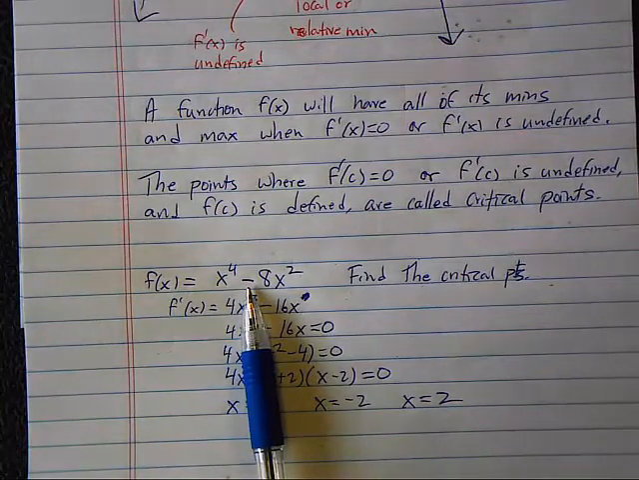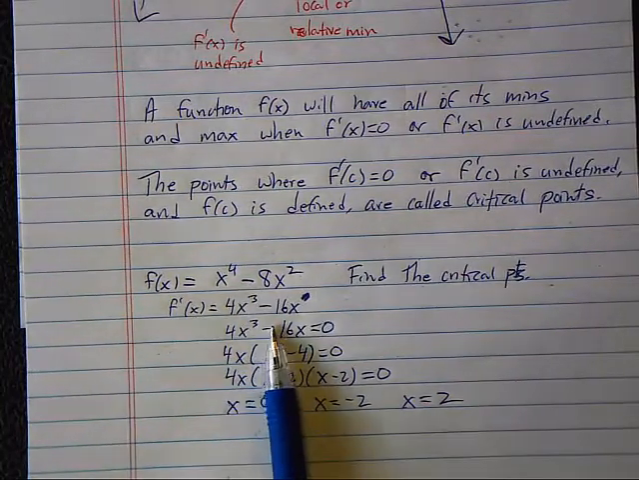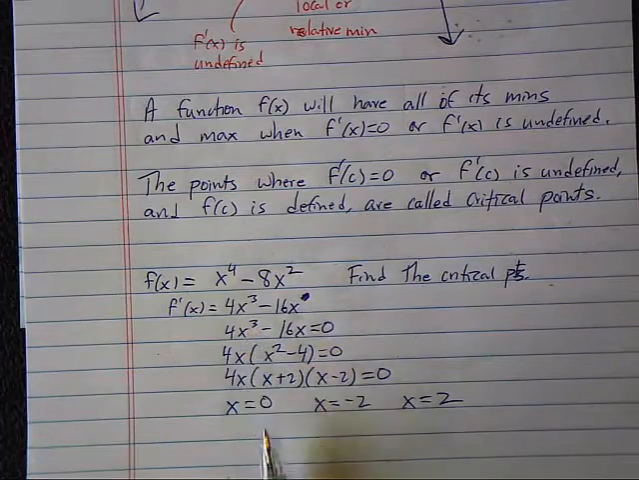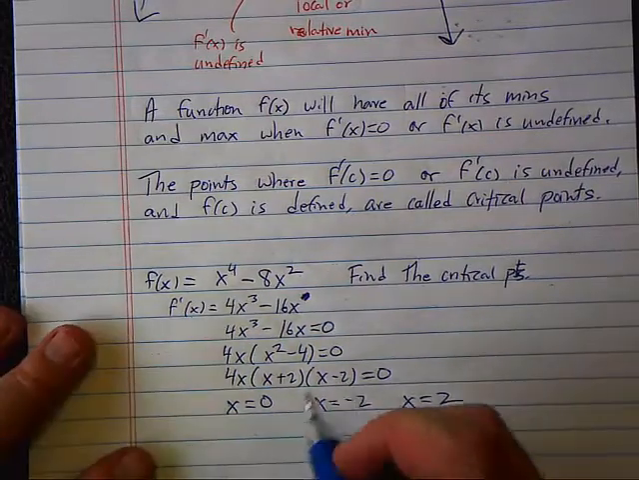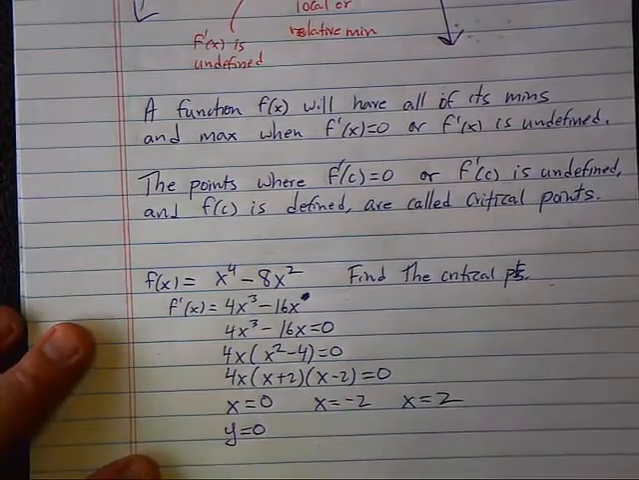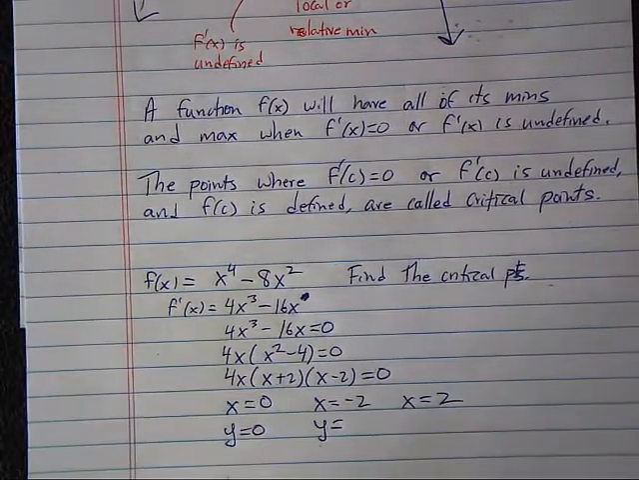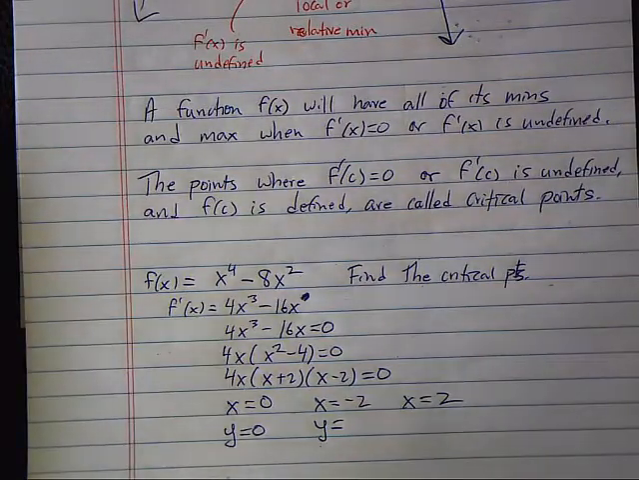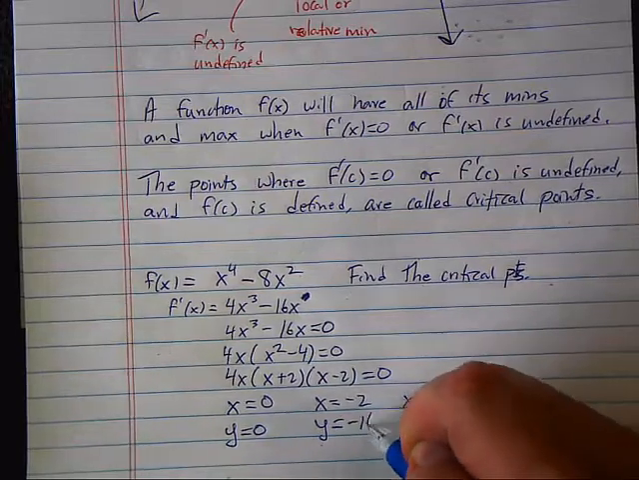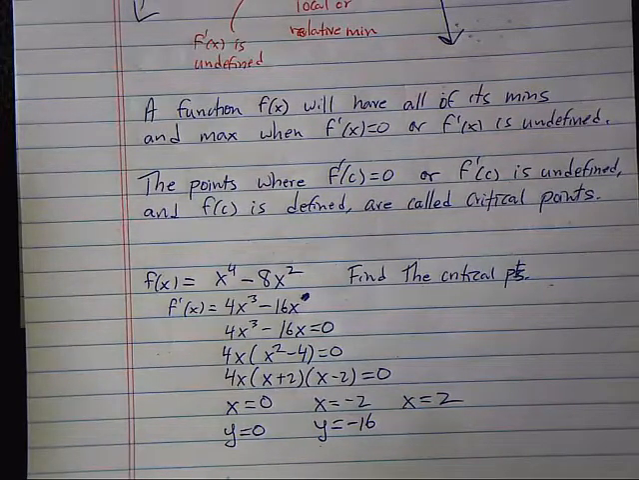So if x is 0, y is 0. If x is negative 2, y is something. Negative 2 to the fourth is 16. Negative 2 squared is 4. 8 times 4 is 32. 16 minus 32 is negative 16. And if x is 2, also negative 16. So there would be my 3 critical points.